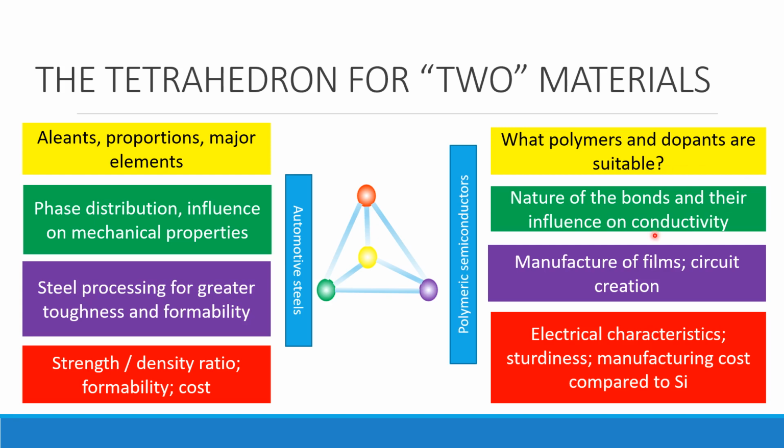And of course, if we go to the more engineering part, then manufacture of films, circuit printing or circuit creation, what are the electrical characteristics of the material, working conditions, sturdiness or manufacturing cost. And talking about manufacturing cost, in this particular case, it's particularly important to consider the manufacturing cost with respect to the current technology, which is silicon technology. Yeah?